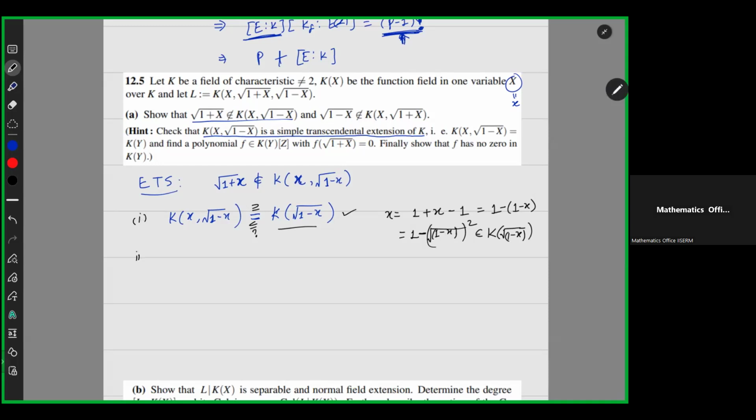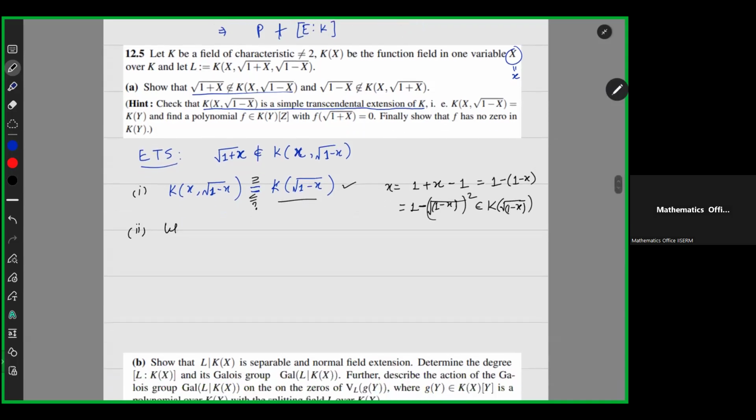Now next, let y equal root 1 minus x. This is our simple extension. Now, 1 plus x satisfies some polynomial over k(y). What is that polynomial?